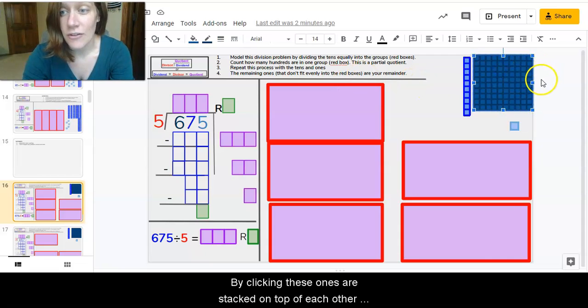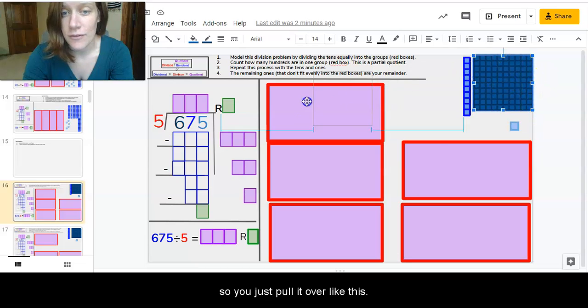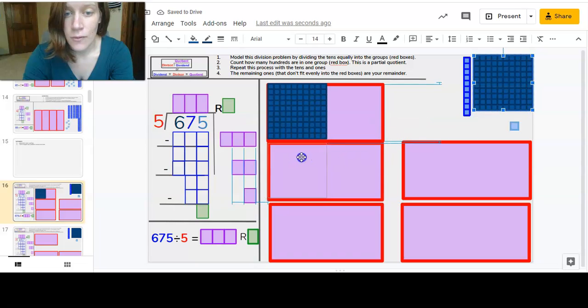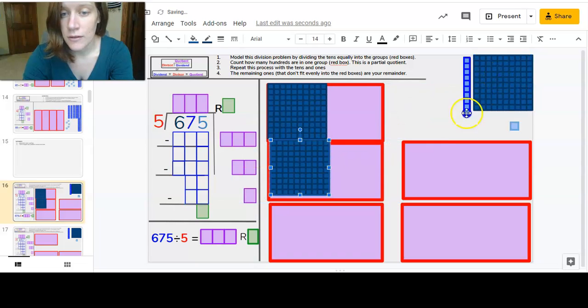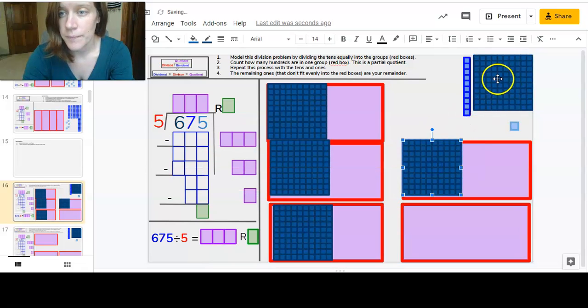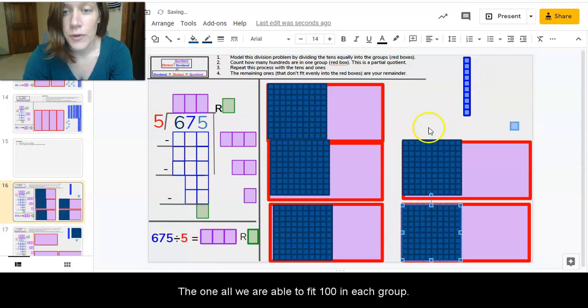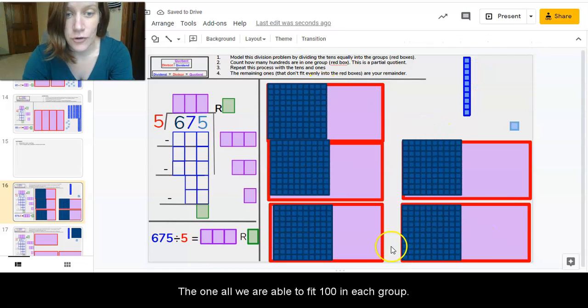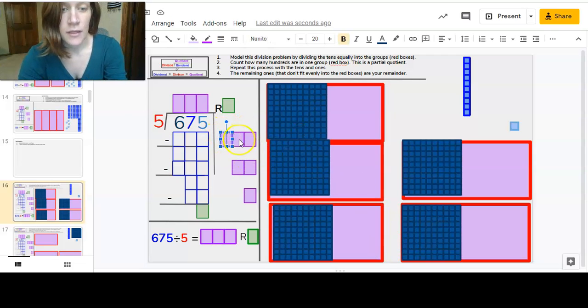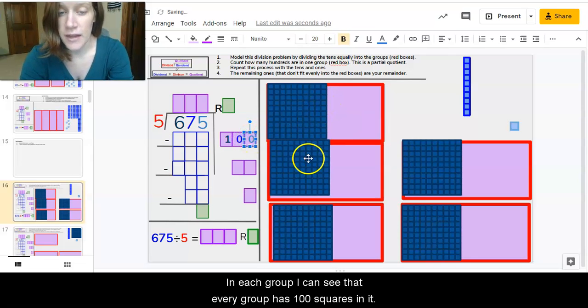So I'm going to start by clicking. These ones are stacked on top of each other, so you just pull it over like this. 100 here, 100 here, here, here, and here. So in all, we are able to fit 100 in each group. So over here in my purple quotient, I'm typing that I have put 100 in each group. I can see that every group has 100 squares in it.